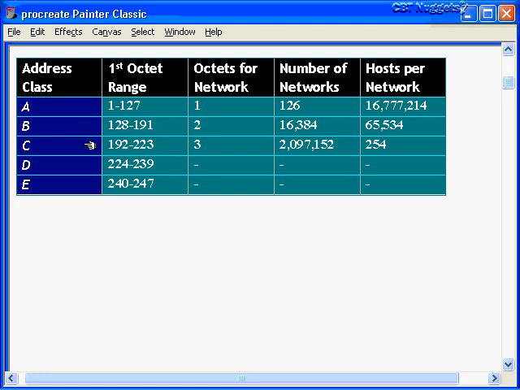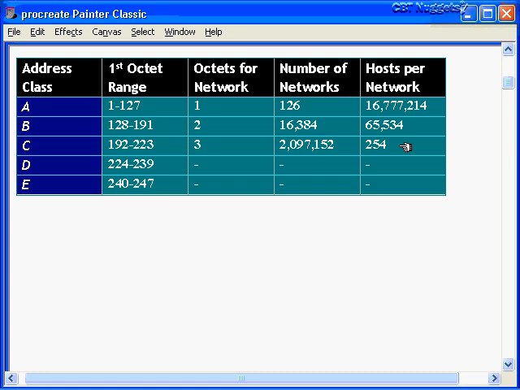Class C falls between 192 and 223 in the first octet, and it takes 3 octets to represent the network. So if you're using 3 octets, or 24 bits, to represent a Class C network, that gives you a whole heck of a lot of networks. That's why the chances are, if you go to an ISP or a vendor, you're going to get a Class C, because there are so many of them. Over 2 million of them. But for each one of these Class C networks, you've only got 254 hosts per network.